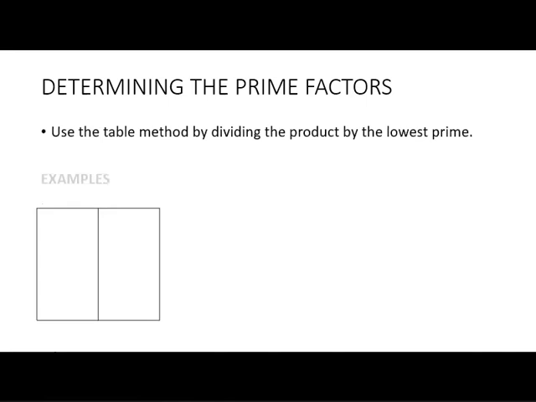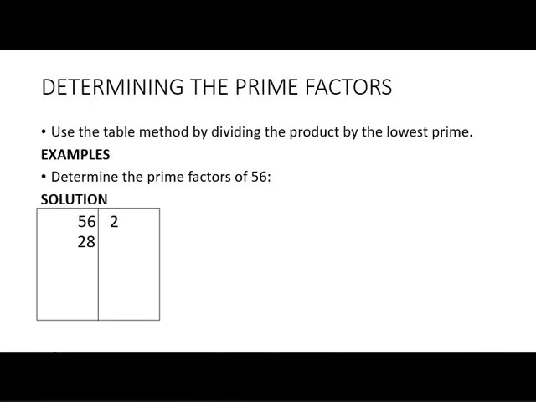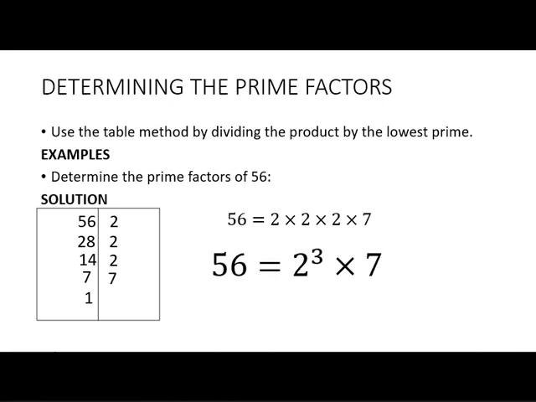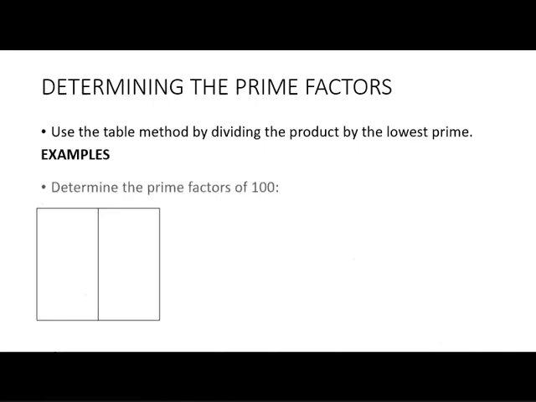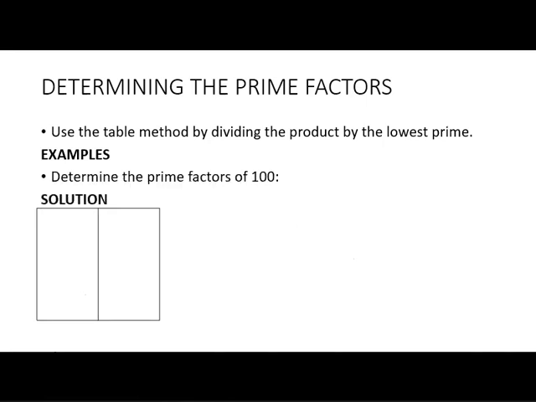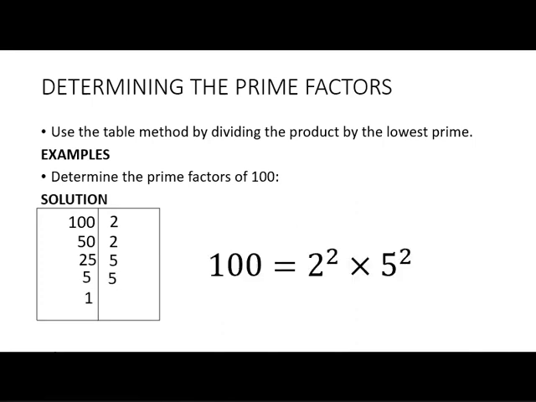I'm not getting what I want. Okay, let's see, 56. You divide it by 2, it'll give you 28, divided by 2, it'll give you 14, 14 divided by 2, it'll give you 7, and that'll be 2 to the exponent of 3 times 7. 100, you divide that by 2, it'll simply give you 50. 50 divided by 2 is 25. 25 divided by 5 is 5. And you end up having 2 squared times 5 squared.